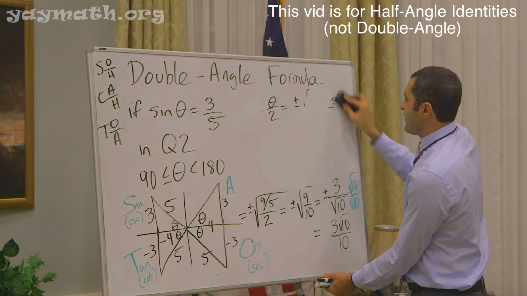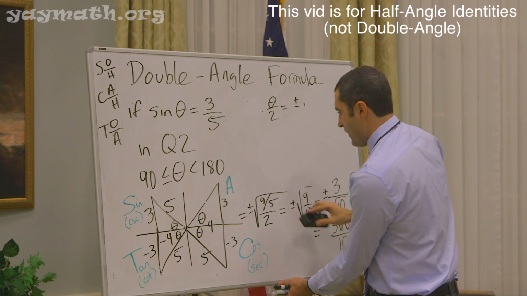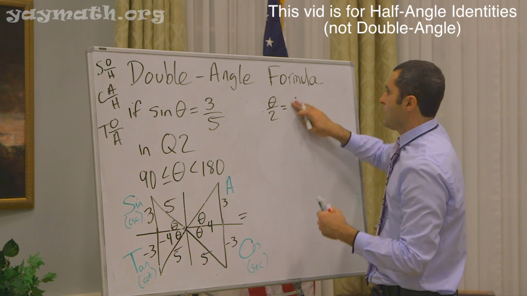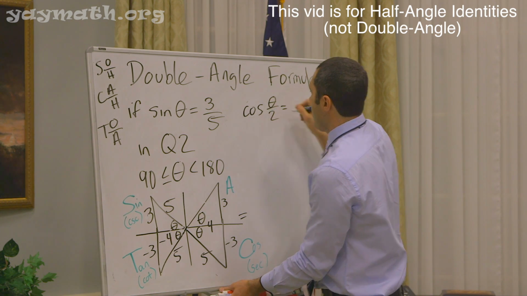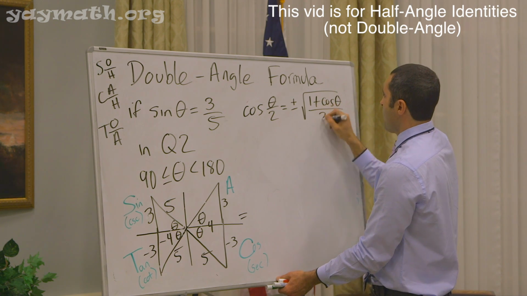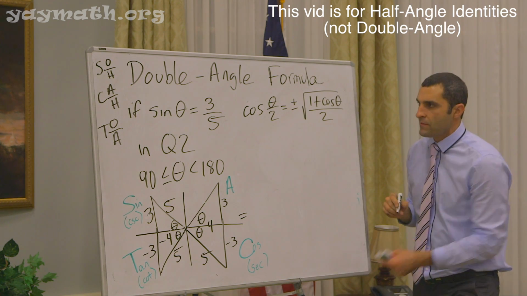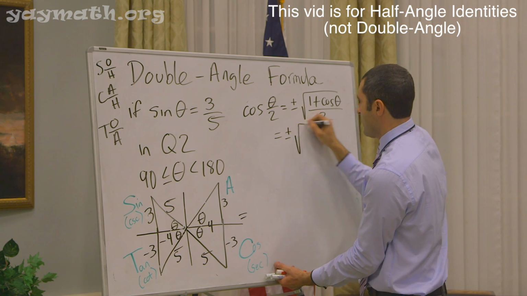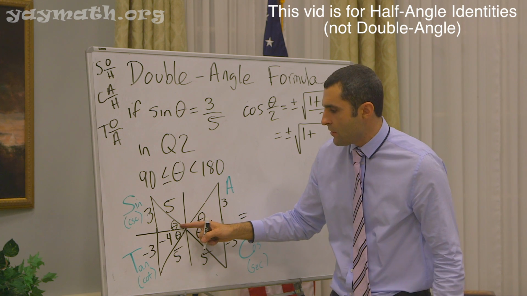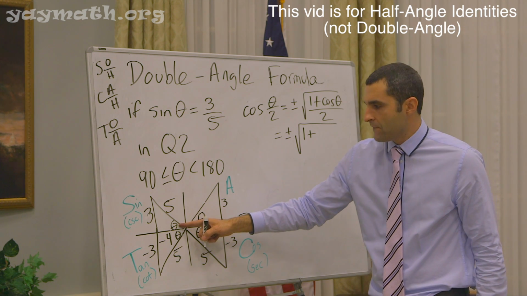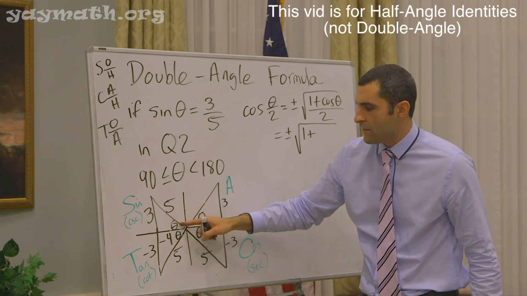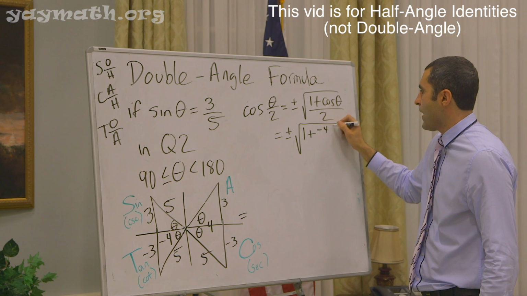Isn't that crazy? Cosine of theta over 2 is the next formula. Cosine of theta over 2 is plus or minus the square root of 1 plus cosine of the angle, over 2. Don't worry about memorizing formulas. Imagine the formula's given. Let's do it. Plus or minus 1 plus cosine. We're over here in quadrant 2. Cosine is adjacent over hypotenuse, negative 4 over 5. Very good.